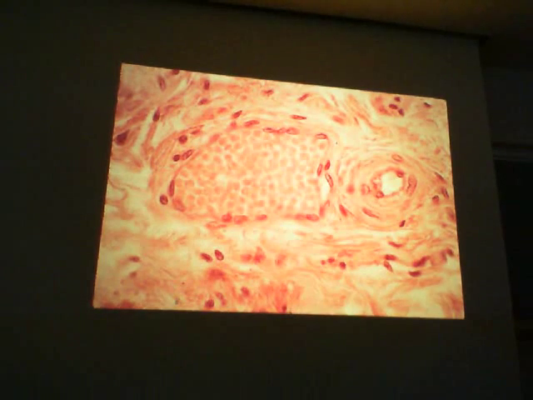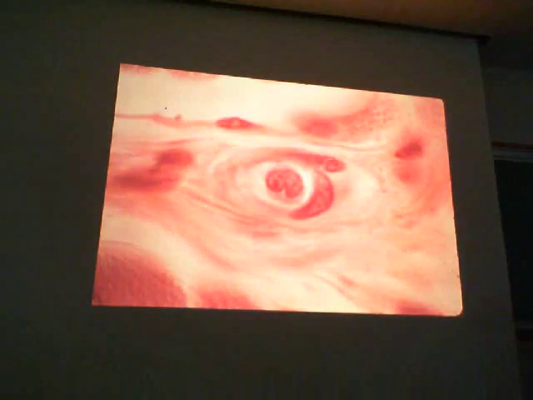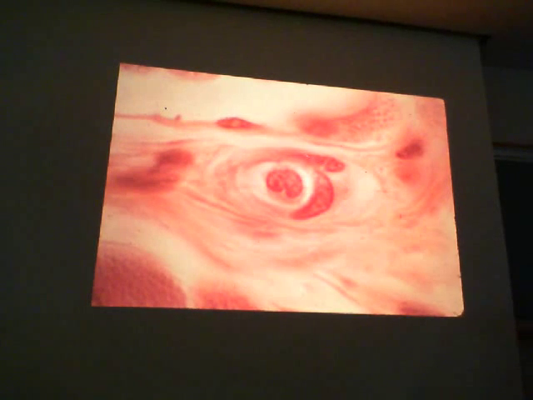Okay, this structure right here, that's an arteriole. That would make this a what? Venule. And let's go on to the next slide. How about this right here? Capillary. And that's the nucleus of what? A pericyte.